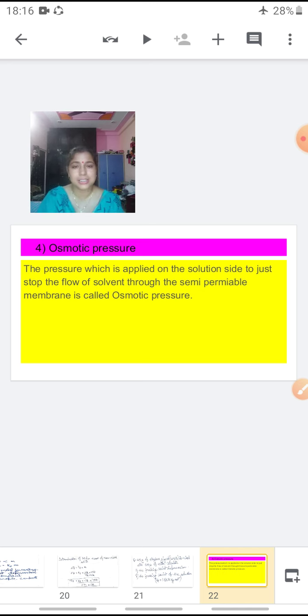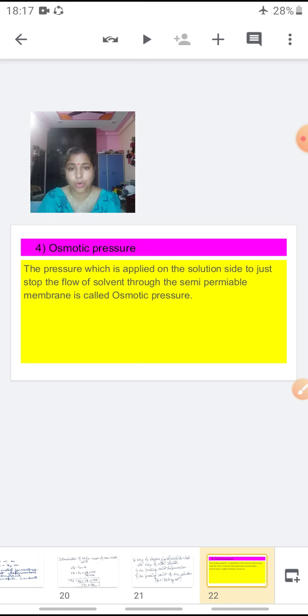Now just consider this, that the outer membrane of the resin is a semi-permeable membrane. What are semi-permeable membranes? They are those membranes which allow only the solvent to pass through but do not allow the solute particles to pass through them. Now, resins, when kept in water, swell up due to osmosis.